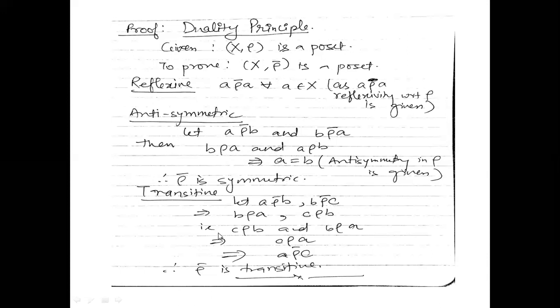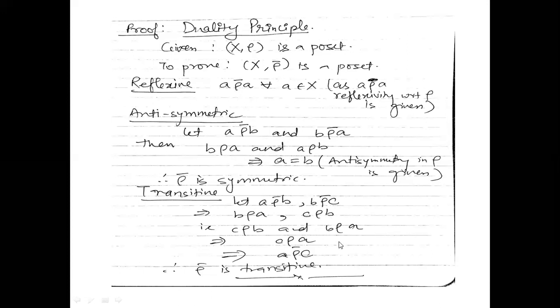Next is transitivity. Let A, B, C be three elements, with A related to B and B related to C with respect to rho bar. If A is related to B with respect to rho bar, that means B is related to A with respect to rho, and here C is related to B with respect to rho. So C is related to B and B is related to A. Then transitivity in (X, rho) is given to you.